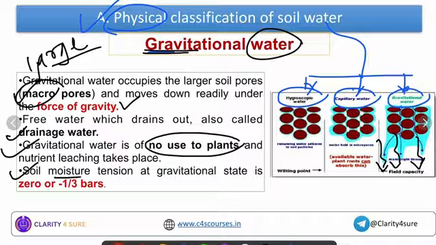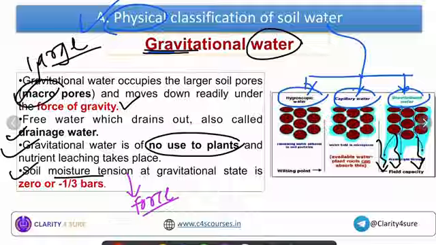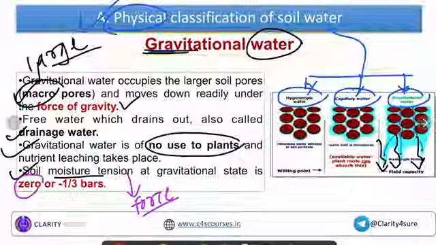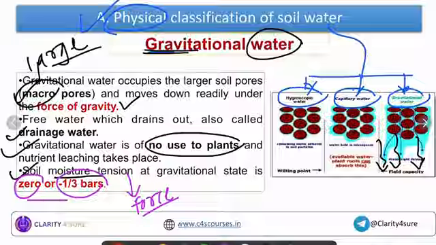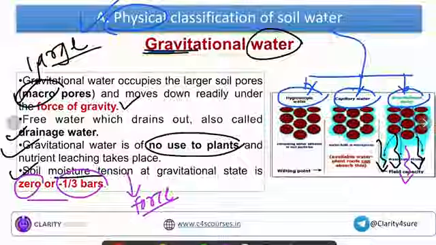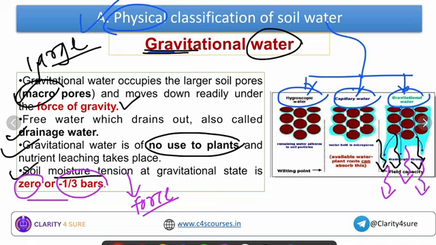And then the soil moisture tension. First, what is soil moisture tension? It is the force with which the water is held by the soil particles. The force with which this water is held in the case of gravitational water is low. It is as low as 0 or could be minus 1 by 3 bar. Because it is held too loosely, it is going to get drained out under the force of gravity, and it is not available for the plant.